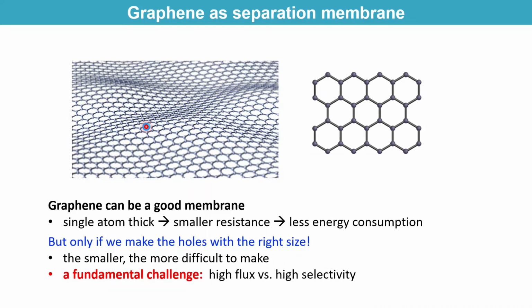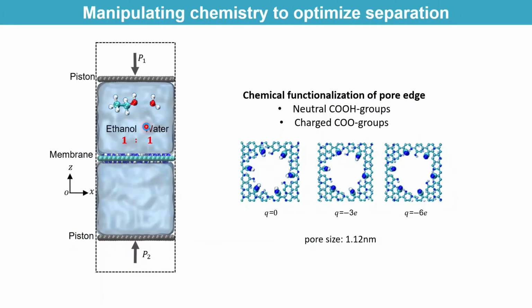So here we show that it is possible to use chemistry to help design a better graphene membrane for separating ethanol and water. We do so using a computational model. Shown here on the left is the molecular dynamics model that we have prepared. Essentially, we have a graphene membrane sitting here. On top of this is a one-to-one mixture of ethanol and water, and on the bottom is pure water.